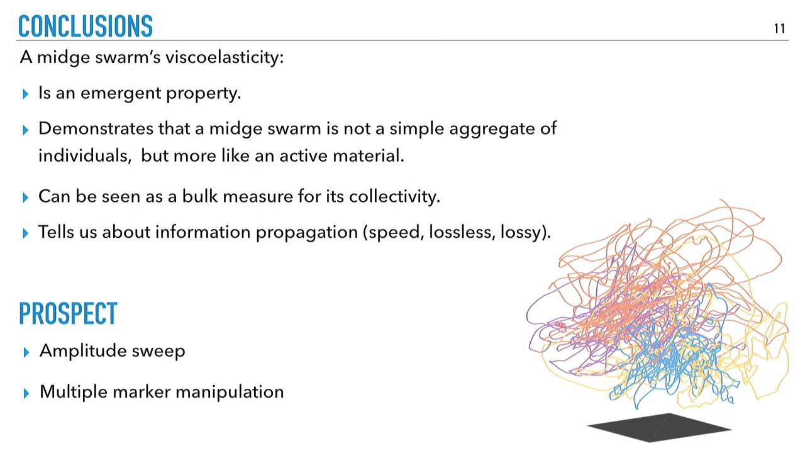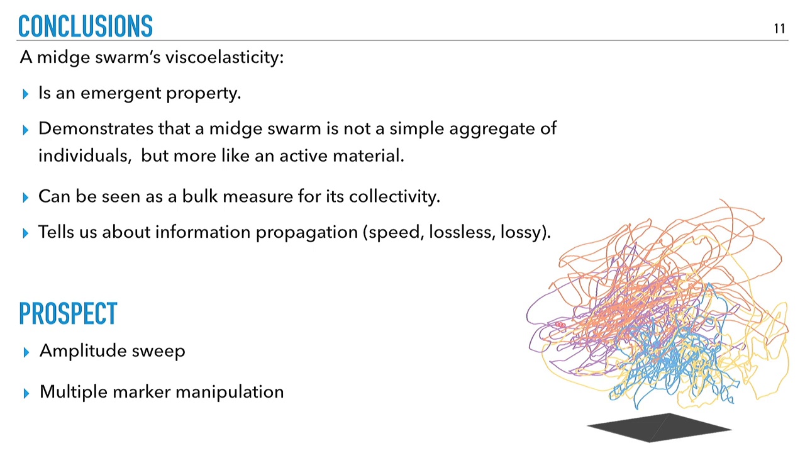And then to conclude, the swarm's viscoelasticity is an emergent property. It demonstrates that the swarm is not simply a group of insects flying above the marker, which might as well have been a possibility, that they're all individually looking at the marker and saying, well, we're here because of this marker. But it actually shows that layers higher up in the swarm, they're not looking at the marker, they're looking at midges below them. It can be seen as a bulk measure for the collectivity of the system. Possibly if the system was not behaving collectively, there would not be this measure.